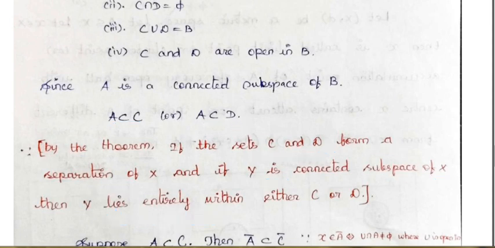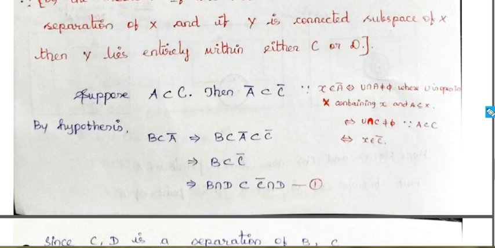Suppose A is a subset of C. Then, it is a well-known result: if the point x is in A closure, then U intersection A is not equal to empty, where U is open in X containing that point x, and A is a subset of X. This is one result, which we already proved. If x is in A closure, then U intersection A is not equal to empty.